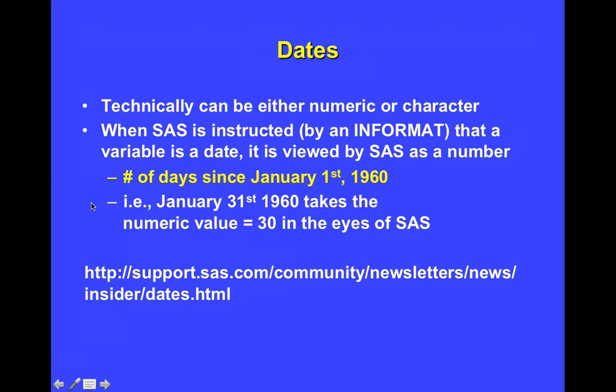So that means if you read in a date of January 31st, 1960, and you tell SAS that it's a date by using the correct INFORMAT, when it reads that into your new SAS data set, the value of that variable now will be 30 in the new SAS data set. And that's because the difference between January 31st and January 1st, 1960 is 30 days.